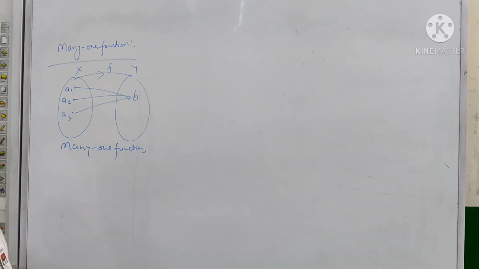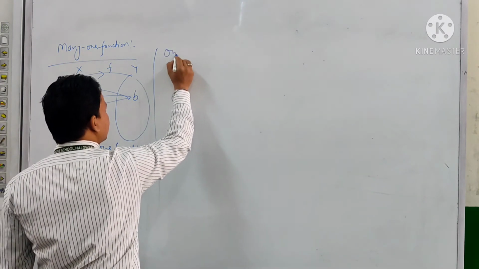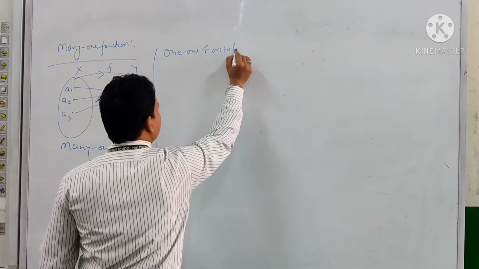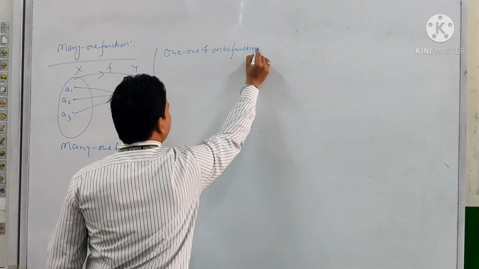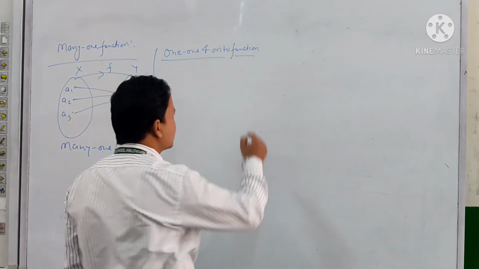Okay. Now bijective function. A 1-1 and onto function is also known as a bijective function.